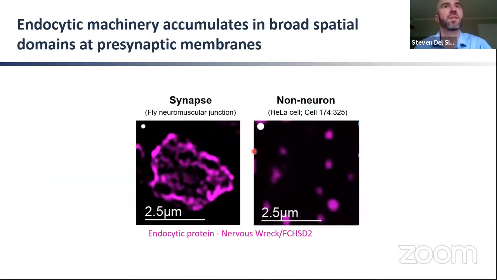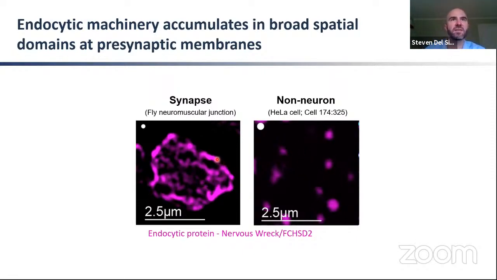So I would say the most obvious difference is simply the way these molecules are distributed at synaptic membrane. So on the left here is a model synapse. This is the fly neuromuscular junction, which is the model system that I work on. And on the right here is a HeLa cell. And so this is in magenta, the fly protein Nervous Wreck, which I'll tell you about in more detail in a minute, and its mammalian homolog FCHSD2.